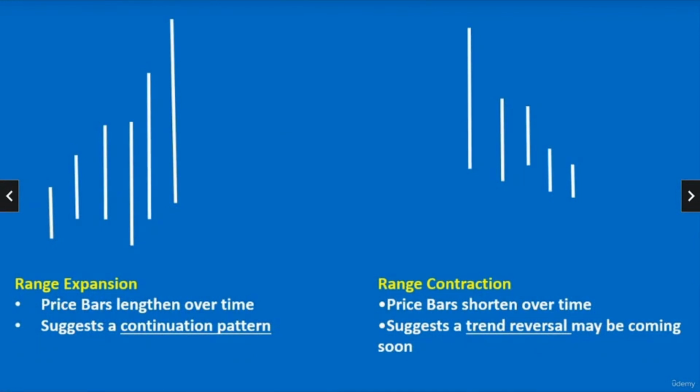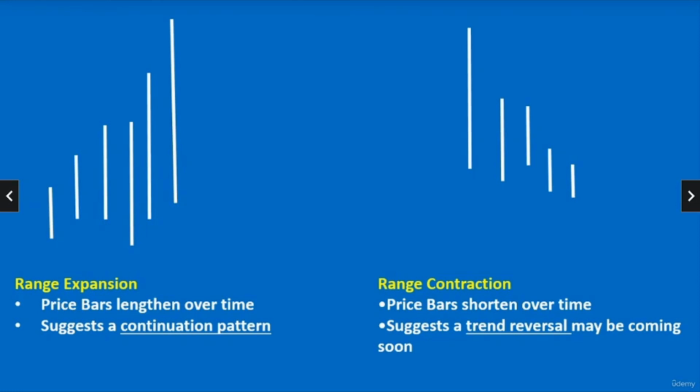If we look at these examples here on the left, we have range expansion. You can see that the price bars, just that middle part, if we're looking at that range, are lengthening over time. You can look from left to right at how they tend to be lengthening. And that would suggest a continuation pattern: if it's expanding, whichever way it's going, it could be up or it could be down, it could be continuing in that pattern or continuation.